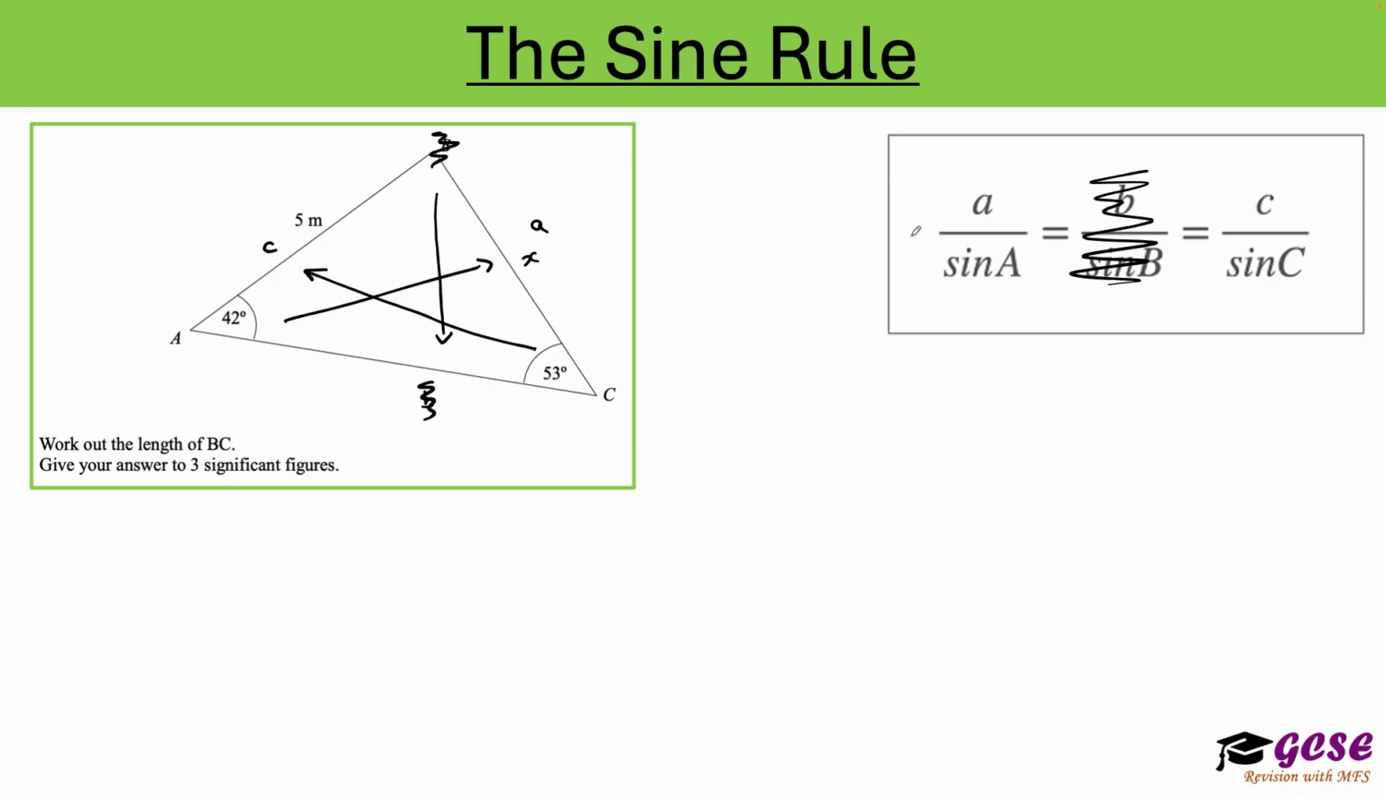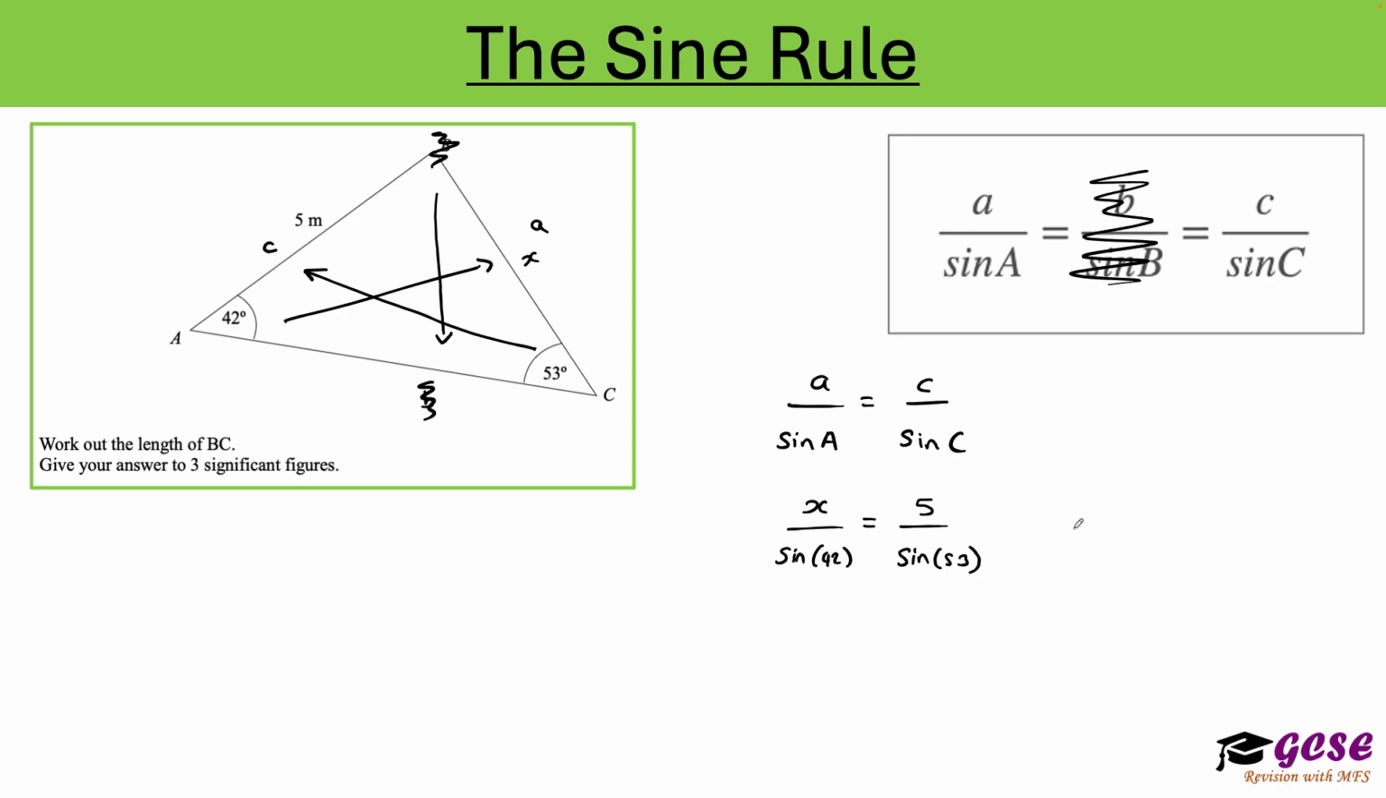Okay, so now we're just going to use this formula, which is a over sine A equals c over sine C. What's a? a is x, so we've got x over sine A, which is capital A, which is 42 degrees, so sine 42, and that's equal to c over sine C. Now lowercase c is 5 meters, so it's just going to be equal to 5 over sine capital C, which is 53. So that's sine 53.